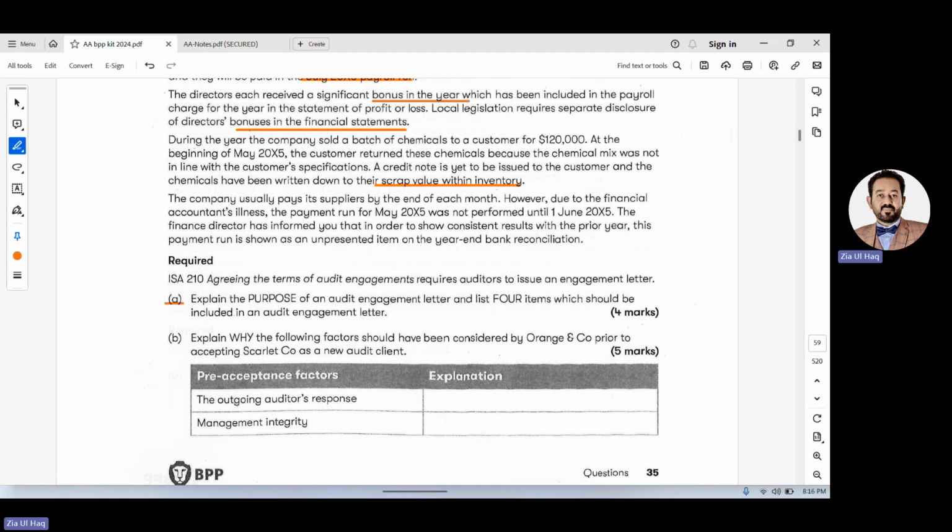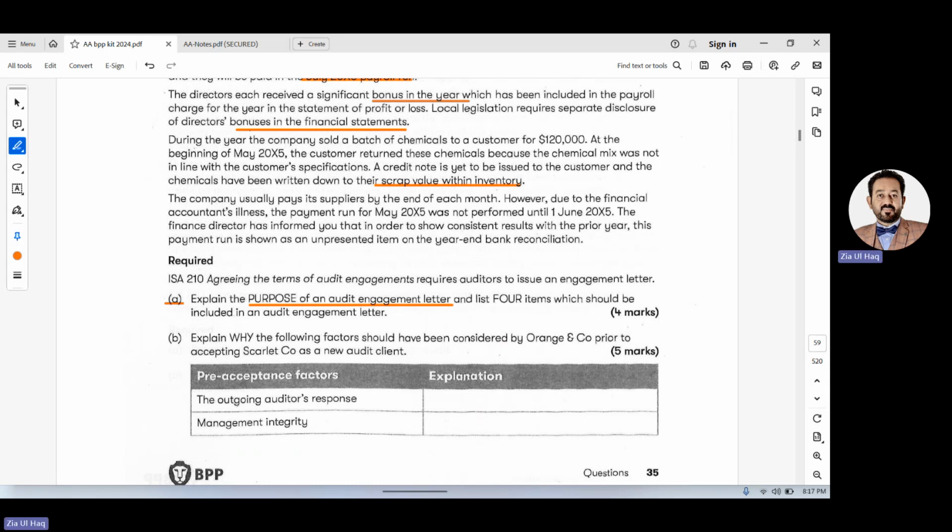ISA 210, Agreeing the Terms of Audit Engagements, requires the auditor to issue an engagement letter. Engagement letter: we have discussed it in the previous class. Explain the purpose of the engagement letter. What is the purpose of the engagement letter? It is to avoid future misunderstanding and agree the terms of engagement with the client.